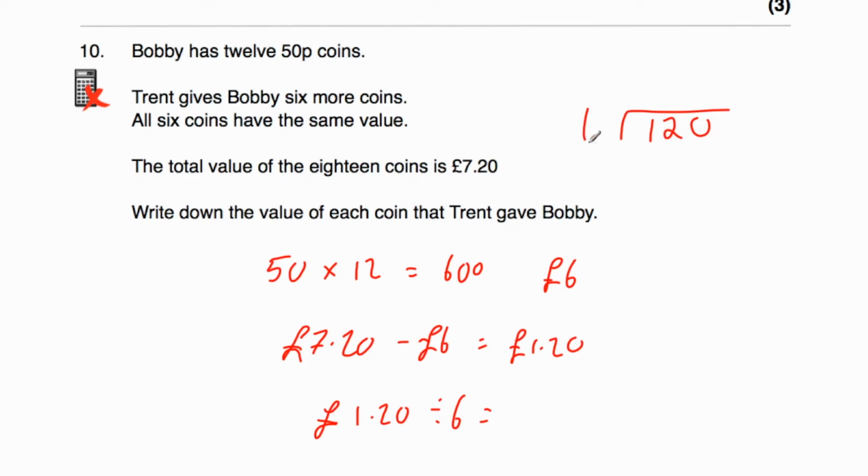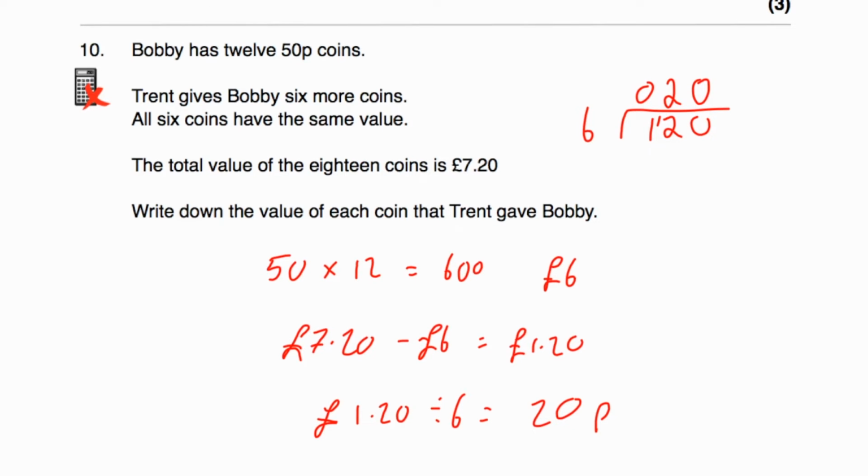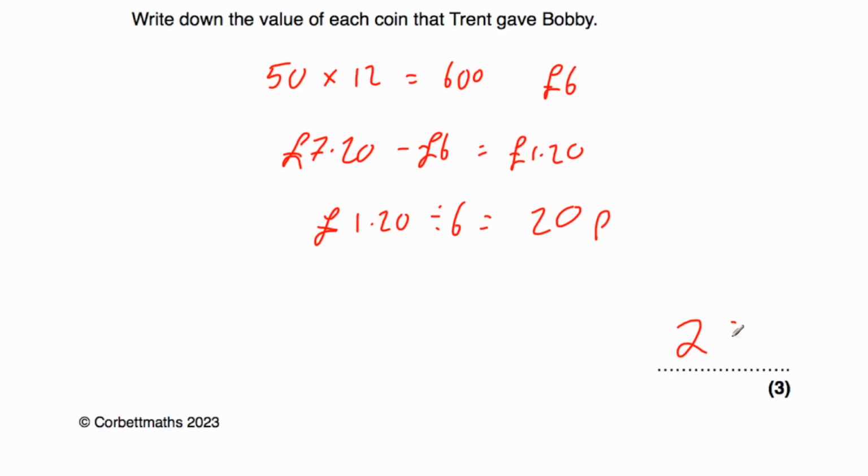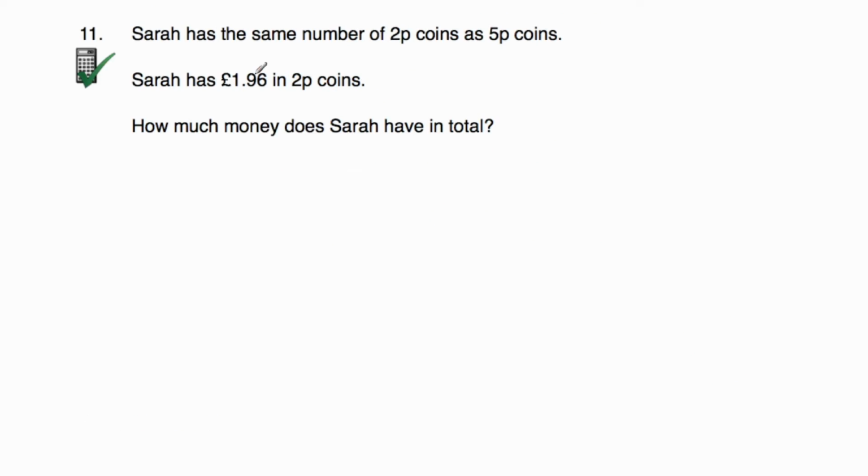120 divided by 6. How many 6s go into 1? 0, remainder 1. How many 6s go into 12? 2. And how many 6s go into 0? 0. So that means that each coin was 20p. So that means that Trent gave Bobby 6 20p coins. And that would be £1.20. Adding on to the £6 that he had already is £7.20. So that's it. So what's the value of each coin that Trent gave Bobby? 20p. And that's it. Okay, let's have a look at our next question.